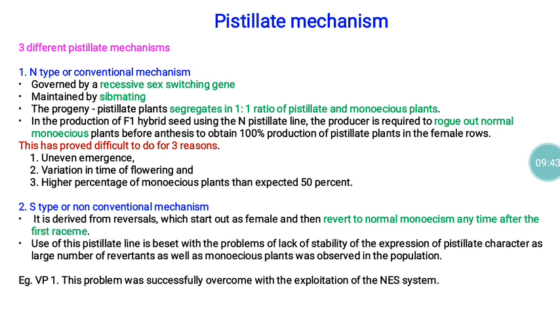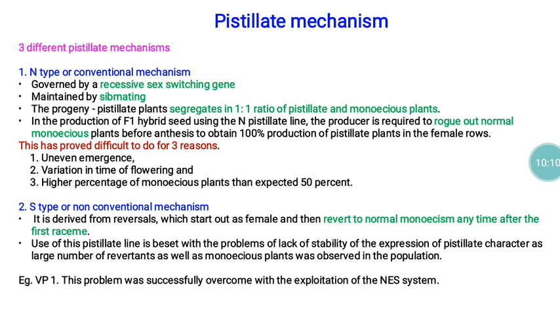Now in the case of castor, we have a different kind of pistillate mechanism. The pistillate mechanism is very well exploited for the purpose of hybrid seed production in castor. Three different pistillate mechanisms are available: the N type, S type and NES type. We can discuss them one by one. First we are going to discuss the N-type mechanism, otherwise known as the conventional mechanism.